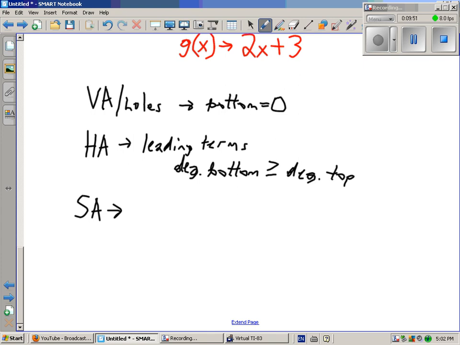What we have to do here, well, first of all, when we look for slant asymptotes is when the degree of the bottom is less than the degree of the top. And what happens there is we have to divide the bottom into the top. So actually execute the division.